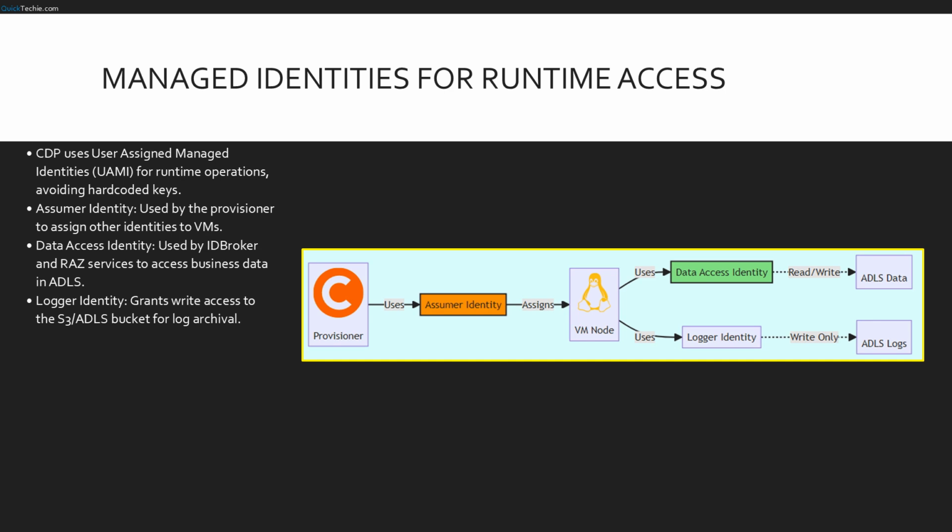This flow shows how identities are applied. The provisioner utilizes the Assumer identity to attach identities to the VM node. Once the VM is running, it uses the data access identity to interact with your ADLS data container. Simultaneously, it uses the logger identity to ship logs to the ADLS logs container. This separation of duties ensures that a logging process cannot read sensitive business data.